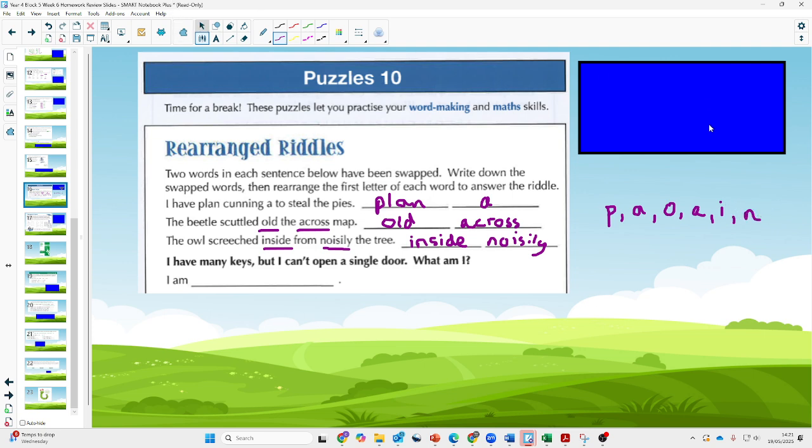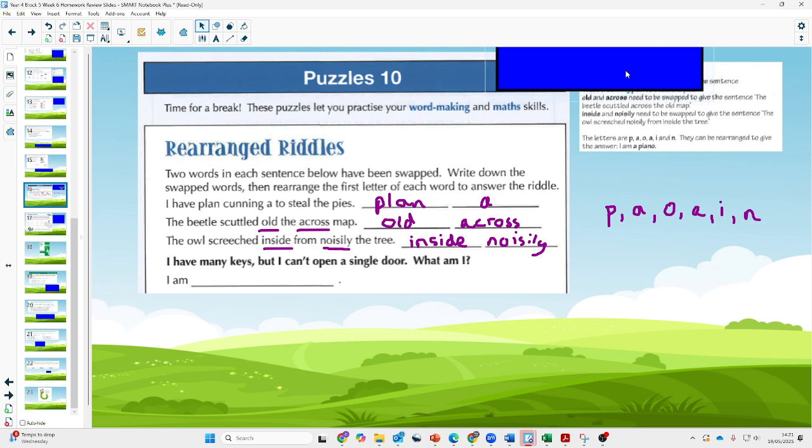So if we have a little look at our answer here, we've got the P, the A, the O, the A, the I and the N, and these can be rearranged, and it says I am A. We need to use one of our A's up there. I'm just going to cross that one out. And if we rearrange all the other letters, we can make the word piano. And it fits very nicely within the clue. I have many keys, but I can't open a single door. So that's fantastic. Okay, so well done if you managed to get that right.